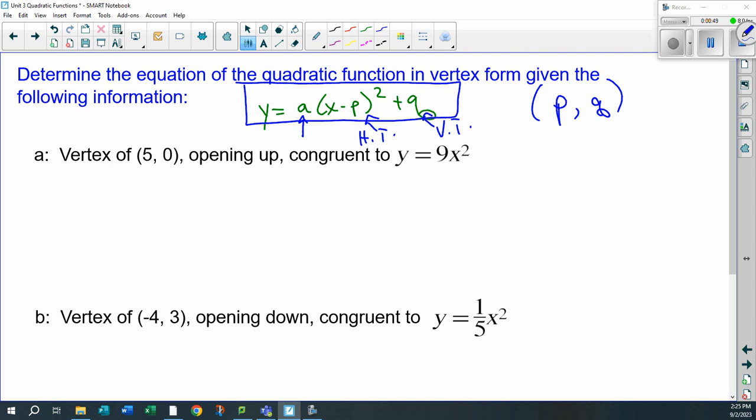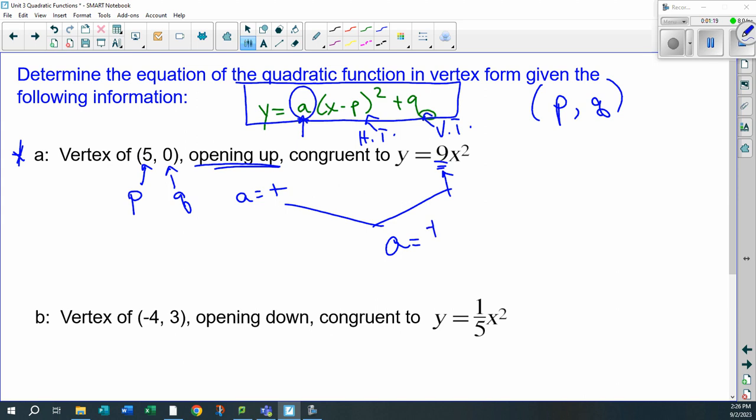So here we go. Look at question letter A. There's the vertex, there's your p value, and there's your q value. This is opening up, so guess what? Your a value is going to be positive. And it's congruent to y equals 9x squared. Congruent means it's the same as. So that means there's our stretch factor. Combining these two things together, our a value turns out to be positive 9. Our p value is 5, and our q value is 0.